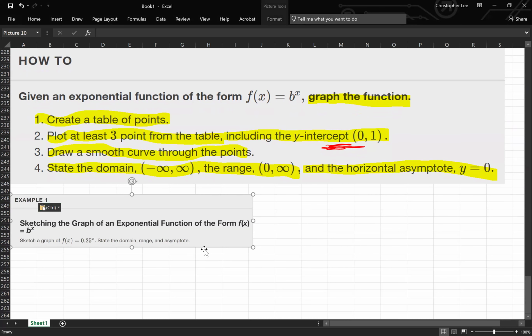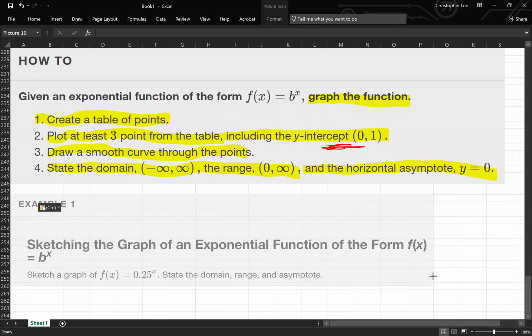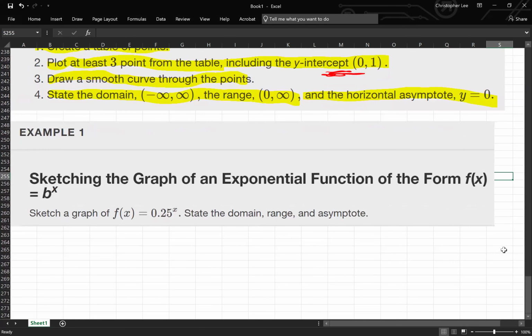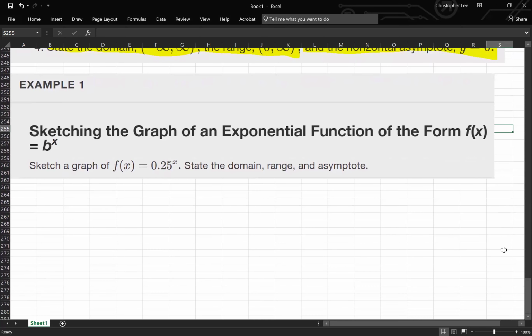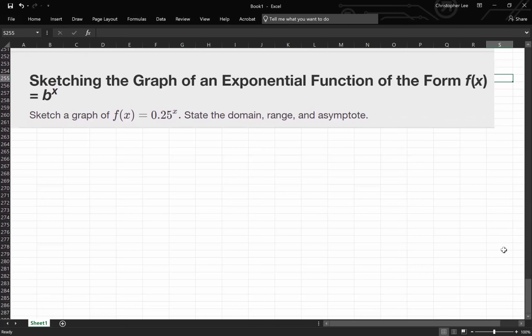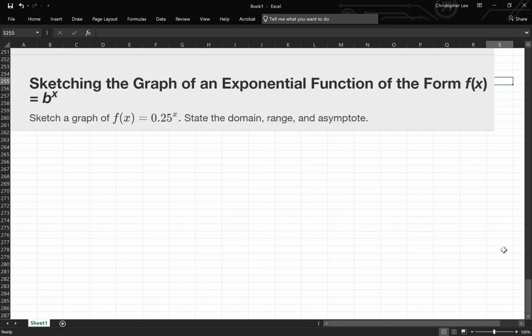So let's take a look at this, right? This is an example. Sketching the graph of an exponential function of the form f of x is equal to b to the x, right? We're going to try and sketch the graph of f of x is equal to 0.25 raised to the x power. We want to state the domain, the range, and the asymptote.